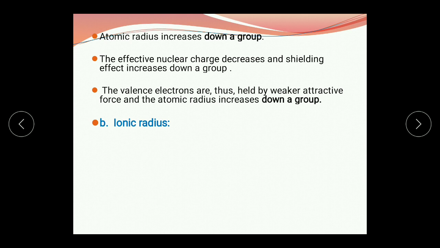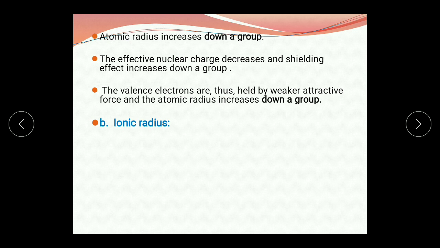Now, for example, take the first group. In the first group, after hydrogen, there is lithium, then sodium, then potassium. So hydrogen is 1s1, lithium is 2s1, sodium is 3s1, potassium is 4s1: 1, 2, 3, 4. That means an extra shell is added, and hence, as we move down, the atomic radius increases.